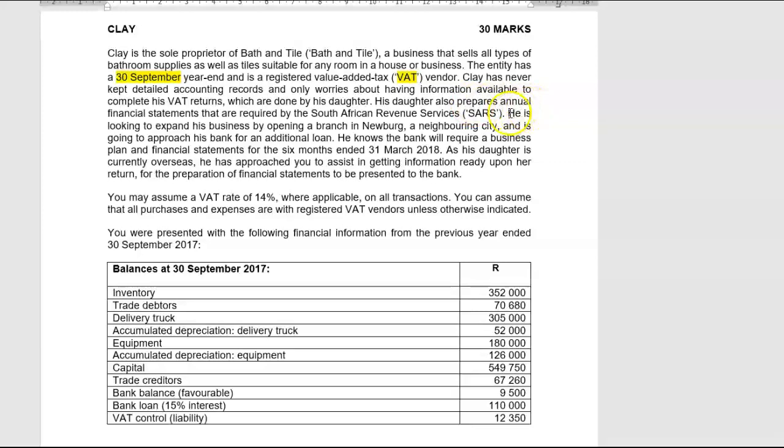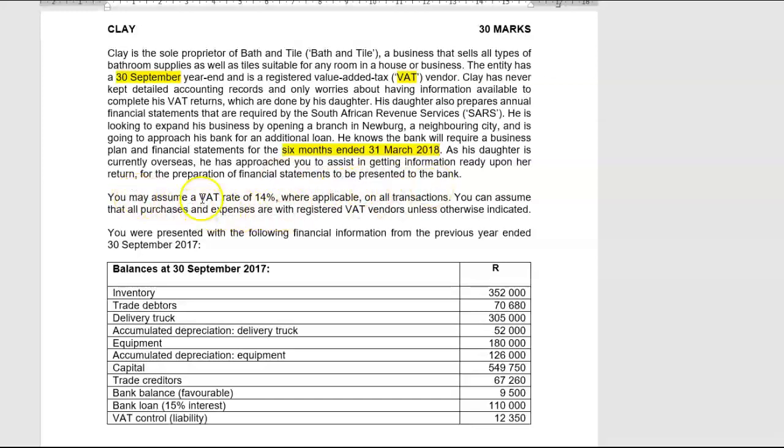His daughter also prepares annual financial statements that are required by the SARS. He is looking to expand his business by opening a new branch in Newburgh, a neighbouring city, and is going to approach his bank for an additional loan. He knows the bank will require a business plan and financial statements for the 6 months ended 31 March 2018. As his daughter is currently overseas, he has approached you to assist in getting information ready upon her return for the preparation of financial statements to be presented to the bank.